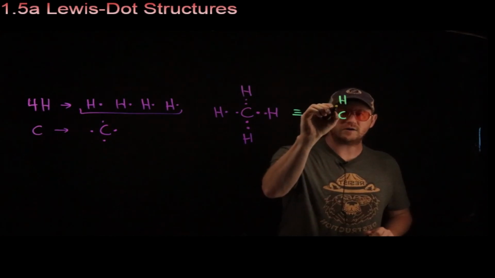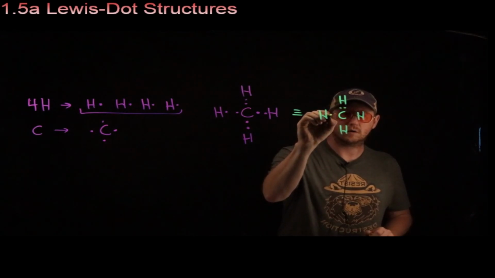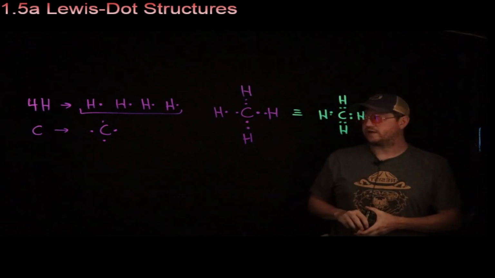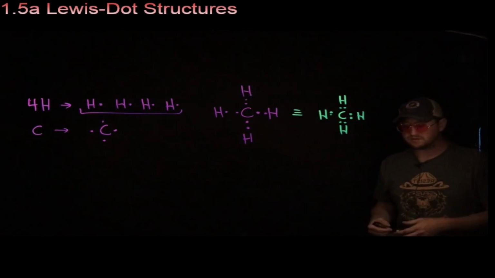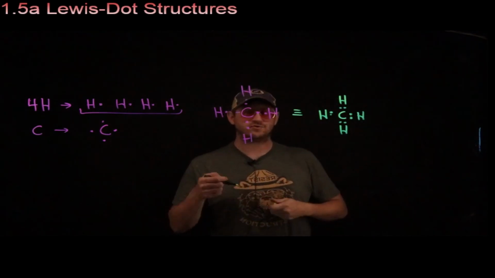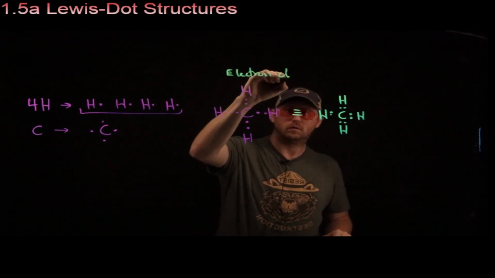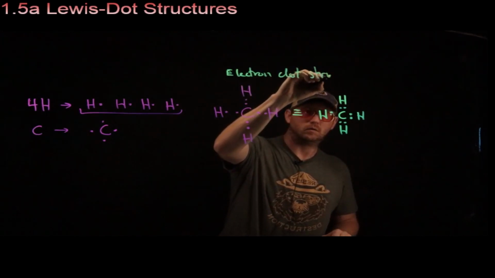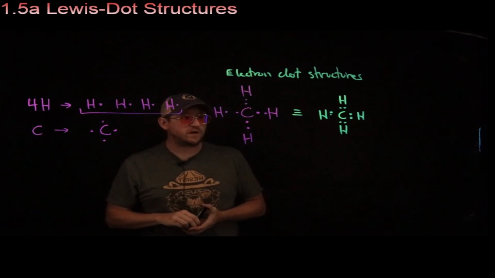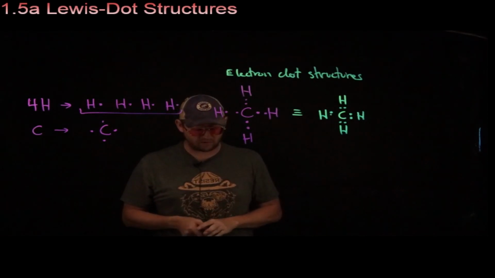So we have got our hydrogens, and I'm going to use green in this case to show that it's a different version of the same thing. It tells the same story. These are called electron dot structures, and it's a very effective way to predict, to count, to know how many electrons are around atoms.